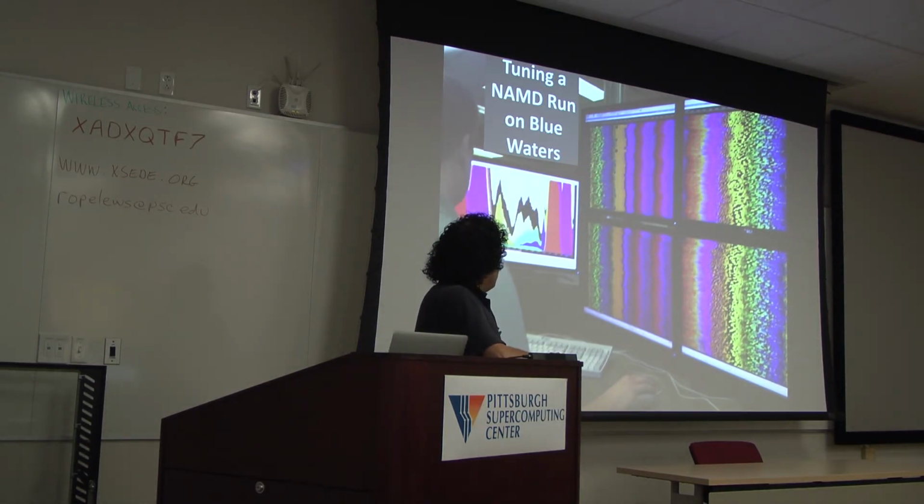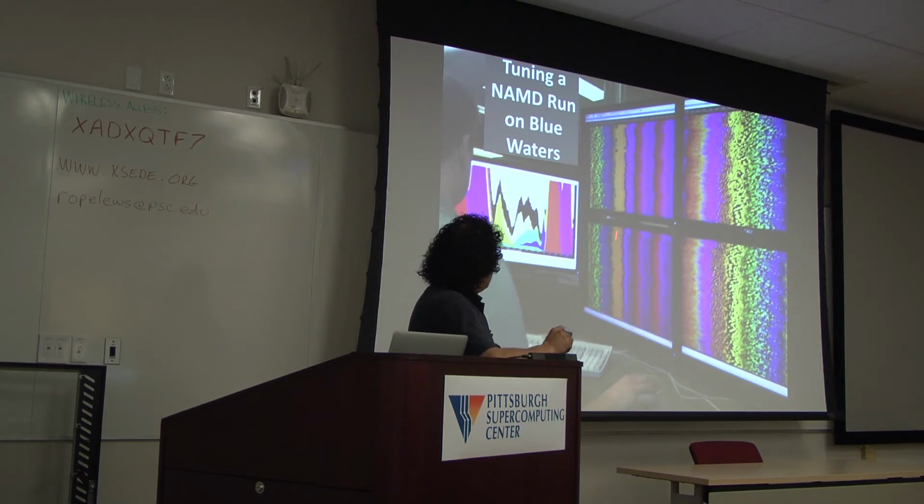So this is Jim Phillips. He's the main developer for NAMD. This is what it looks like when he is tuning a NAMD run on a supercomputer like Blue Waters. So you see what these are. These are events, probably just looking at a single time step where you have to load the trajectories. You have to load the coordinates in memory. You have to calculate the potential on all these.